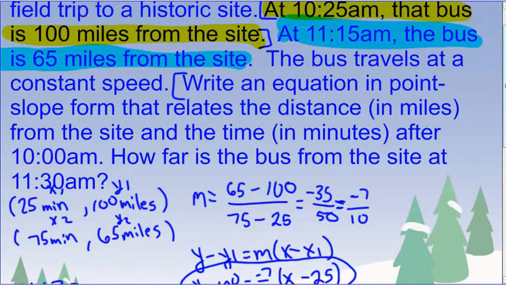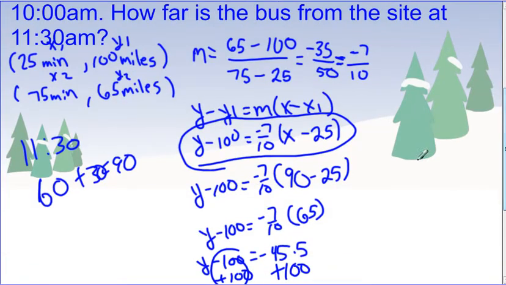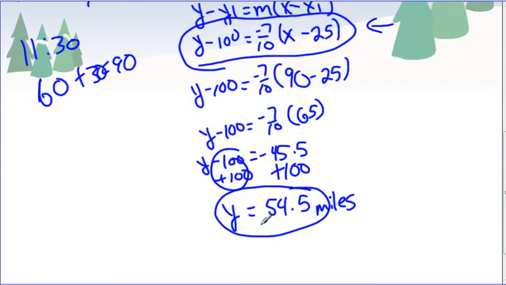We had that one other problem, I think it was in the last lesson, that happened. Now we had those 2 points. From 2 points, we can do some stuff. We can find slopes. We can use the slope then and one of the points to write the equation in point-slope form here. Then it asked us how far away the bus was at 11:30, which was 90 minutes after 10 o'clock. So we plugged in 90 for our x value, did this ugly math, and we found out they were 54.5 miles away.